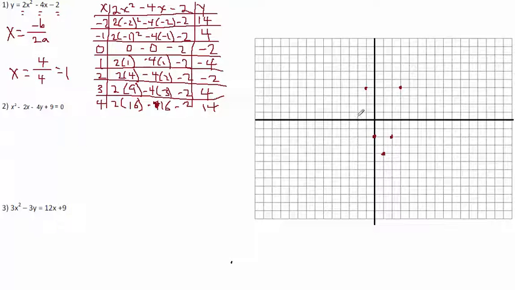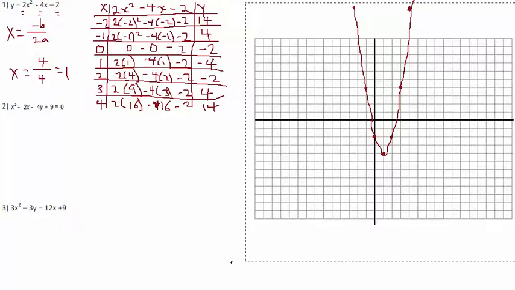Then we had 4, 14, which is 1, 2, 3, 4, somewhere up here. I don't know exactly, but somewhere up here. And then you can draw a nice little U shape. Okay, not the perfect drawing, but hopefully you get the idea.